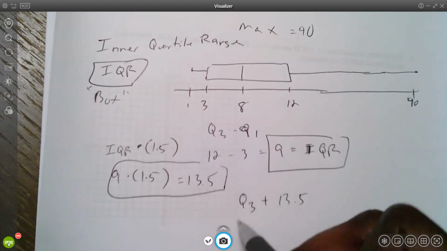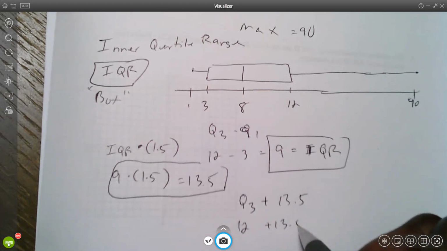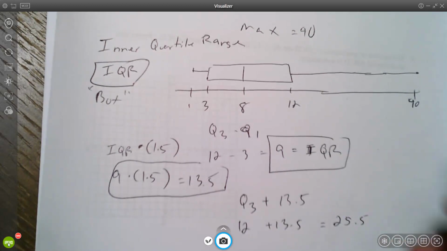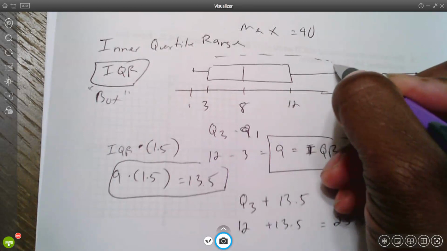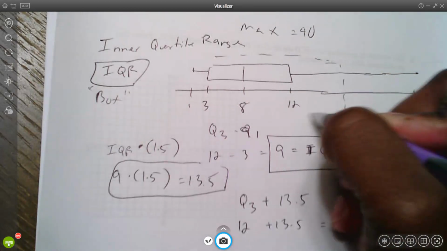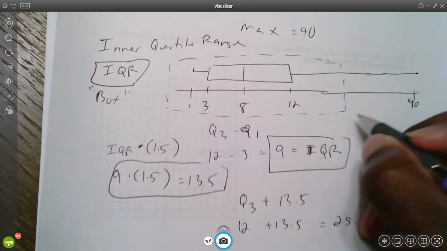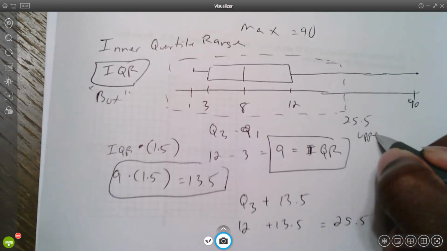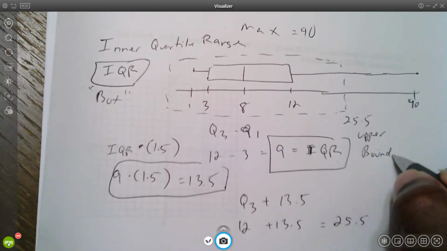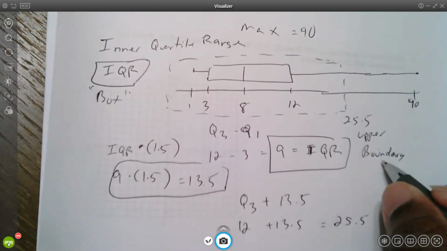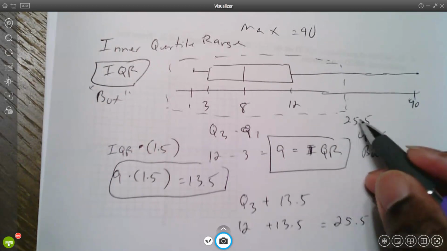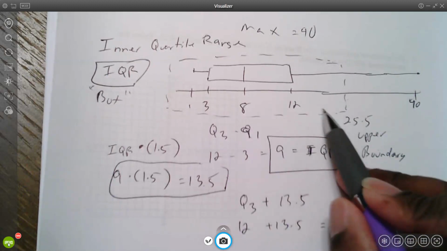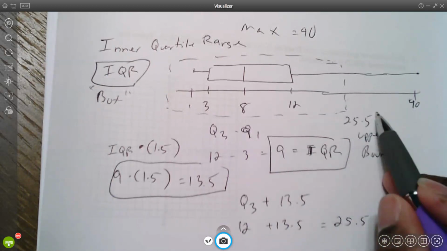So I'm going to take 12, and I'm going to add 13.5 to it, and that is 25.5. So on the high end, this data could be no higher. No numbers are allowed higher than 25.5. This is called our upper boundary. You might call it upper limit. Depending on who wrote the textbook, you might call it upper limit or upper boundary. That means, given this data set, it wouldn't make sense to have any numbers outside of 25.5. That's as high as it can be.